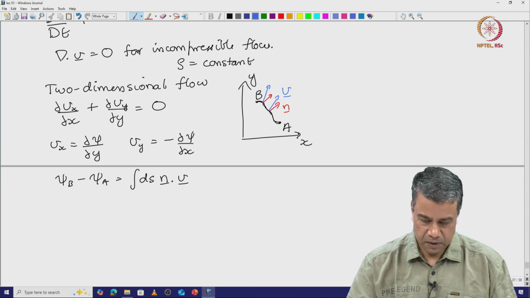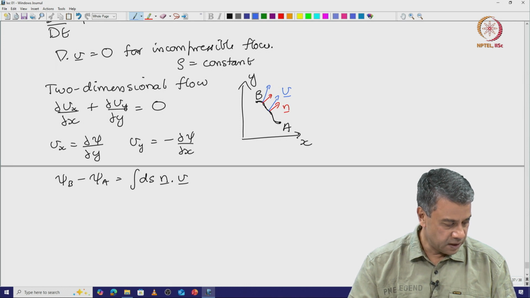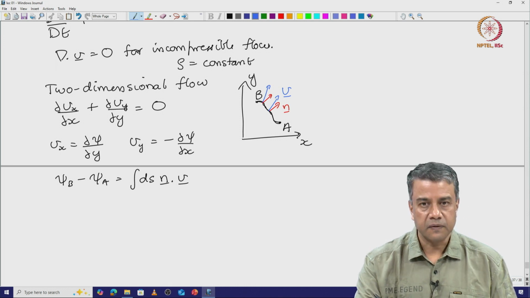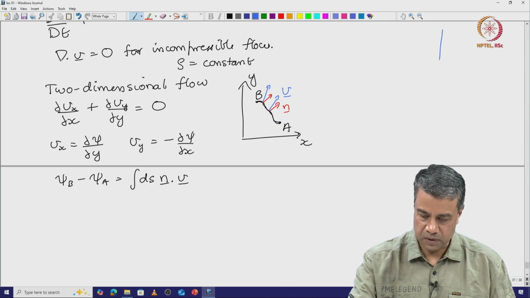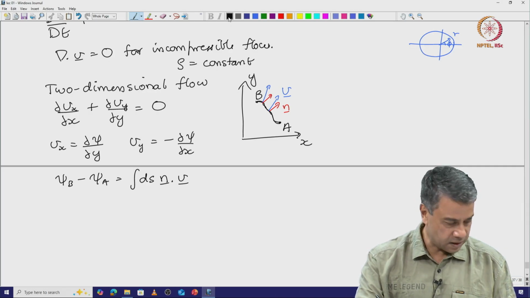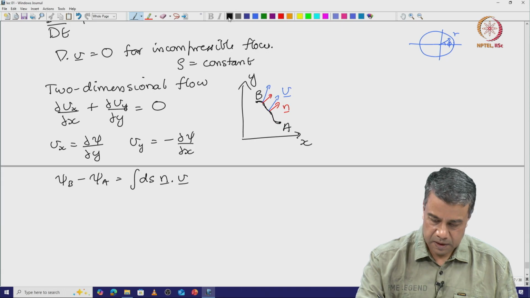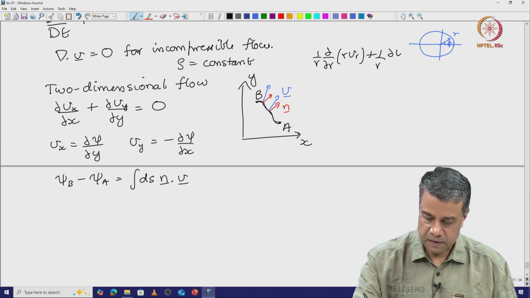And I had also talked about the stream function in a cylindrical and a spherical coordinate system. In a cylindrical coordinate system, if there is variation only in the r and the phi directions, okay, so if I had a 2-dimensional polar coordinate system, r and angle phi, and if there is variation only in the polar coordinates, then the mass conservation equation becomes 1 by r d by dr of r v r plus 1 by r partial v phi by partial phi equal to 0.